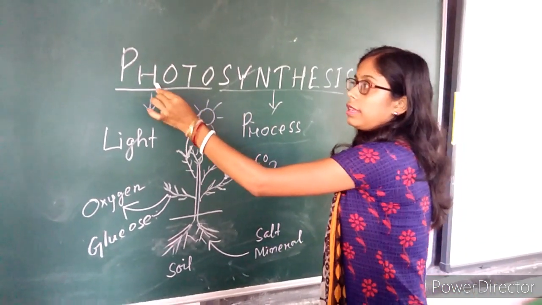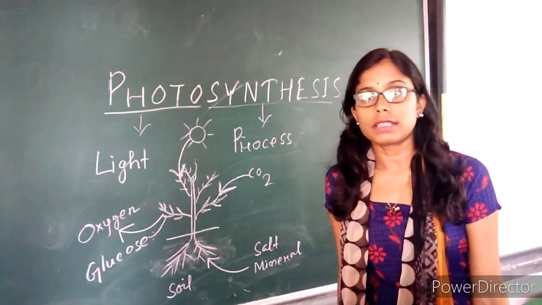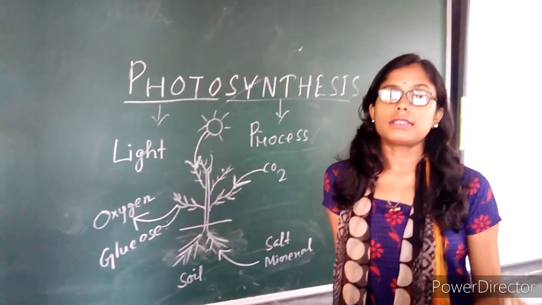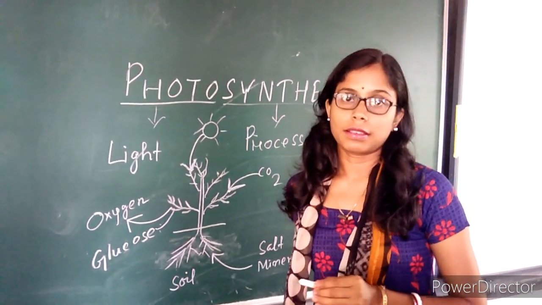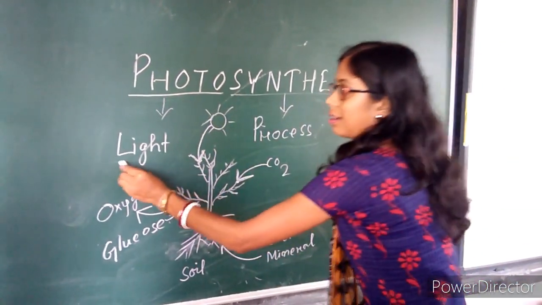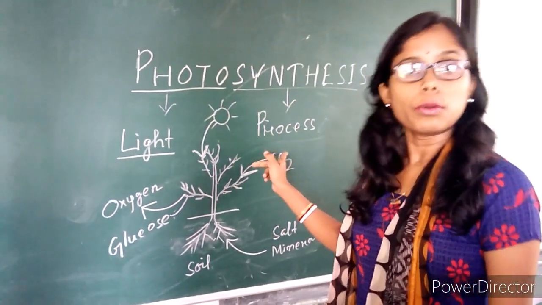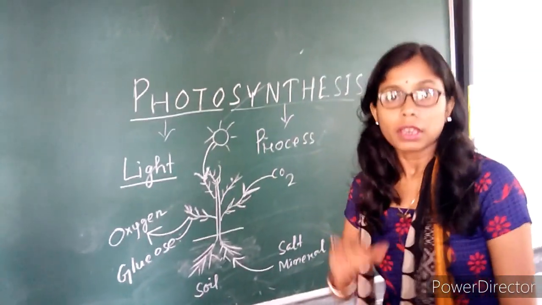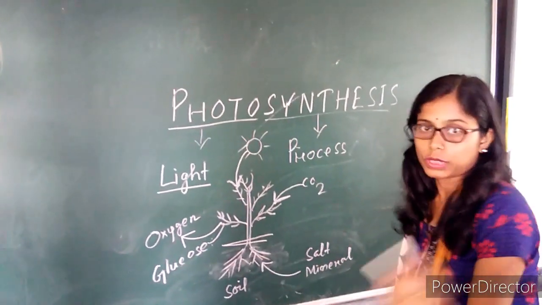Now our next topic is photosynthesis. What is photosynthesis? Photosynthesis is the preparation of food by the green plants. Now let us know the meaning of photo. Photo means light, and synthesis means the process. The overall process of preparation of food is called synthesis. Now let us see from this diagram what photosynthesis is.